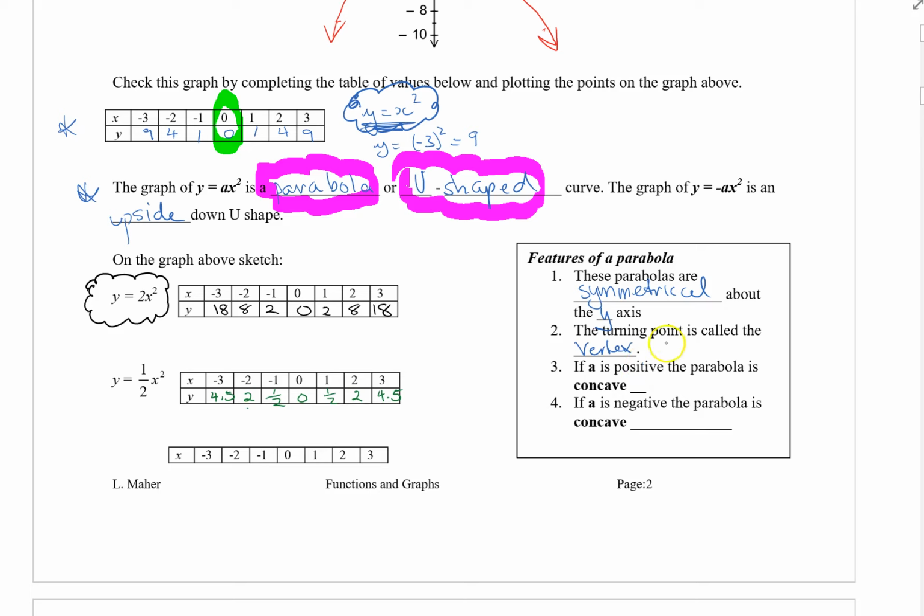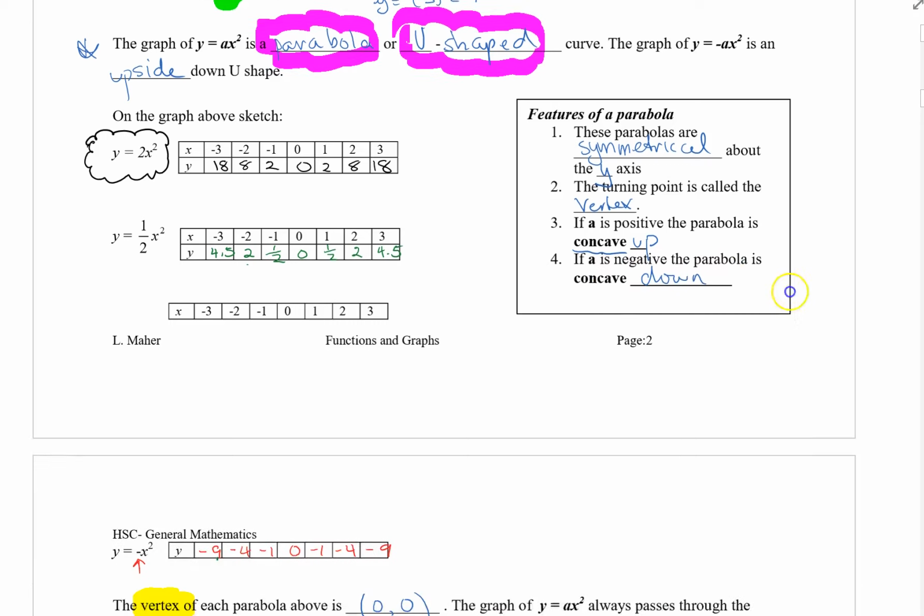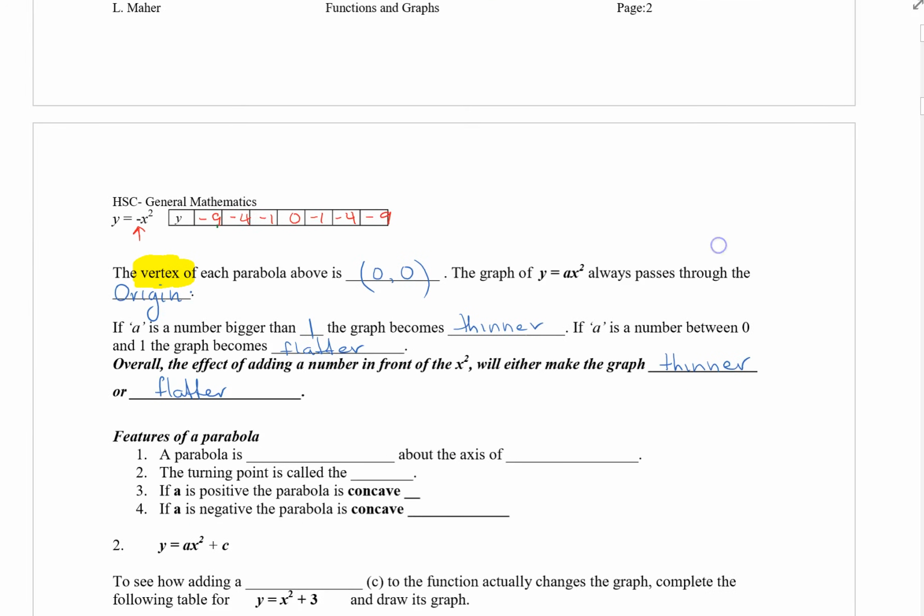If a is positive, the parabola is concave up. More terms for you to be familiar with. And if a is negative, it's concave down. The vertex of each of the parabolas above is at 0, 0. The graph of y equals ax squared always passes through the origin. These two things are the same; they're just the coordinates for the name origin.